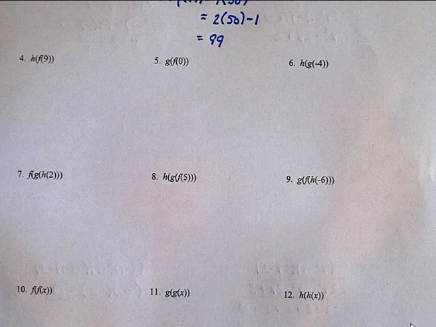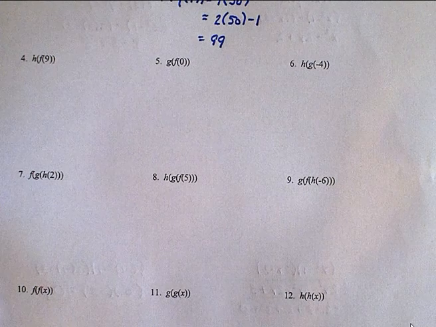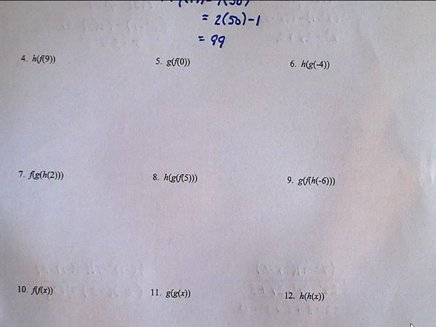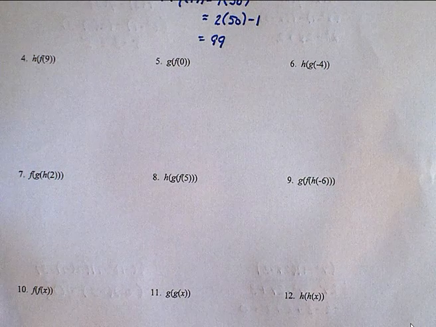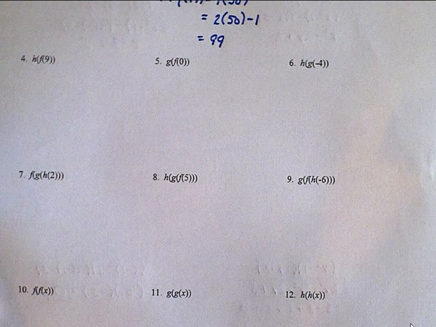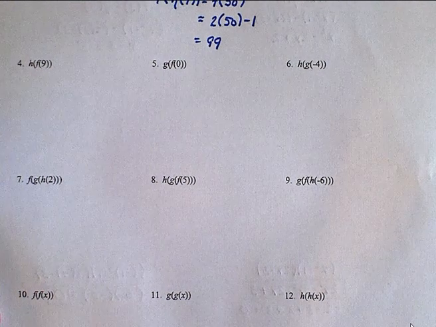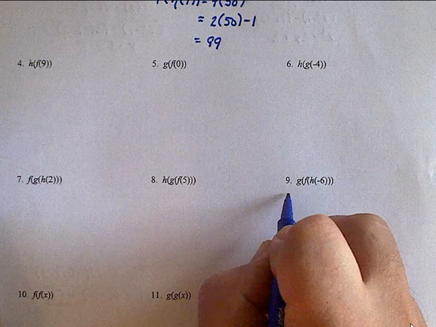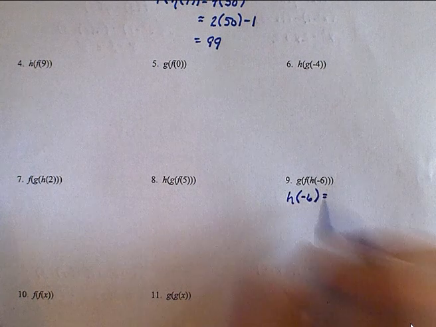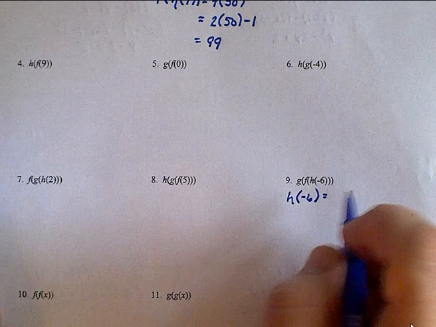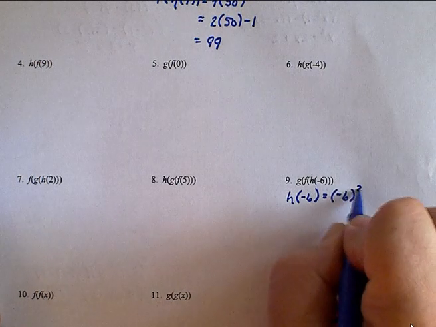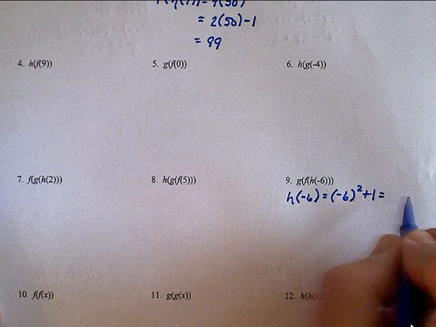Okay. So this time I want to go -6. I'm going to plug it into h, and then take that answer, plug into f, and then take that answer and plug into g. You work your way from the inside out. Okay? So I want to start out with h of -6. So -6 squared plus 1. You get 37.